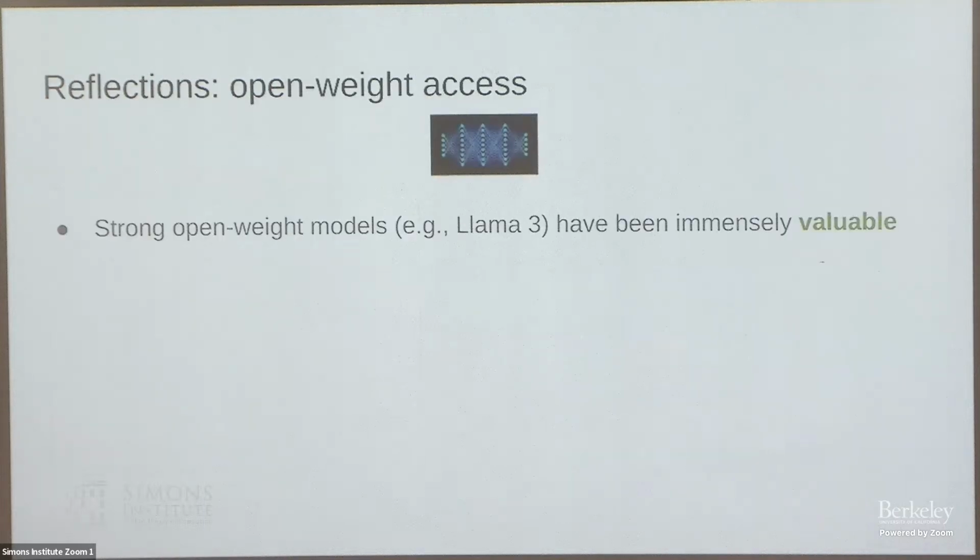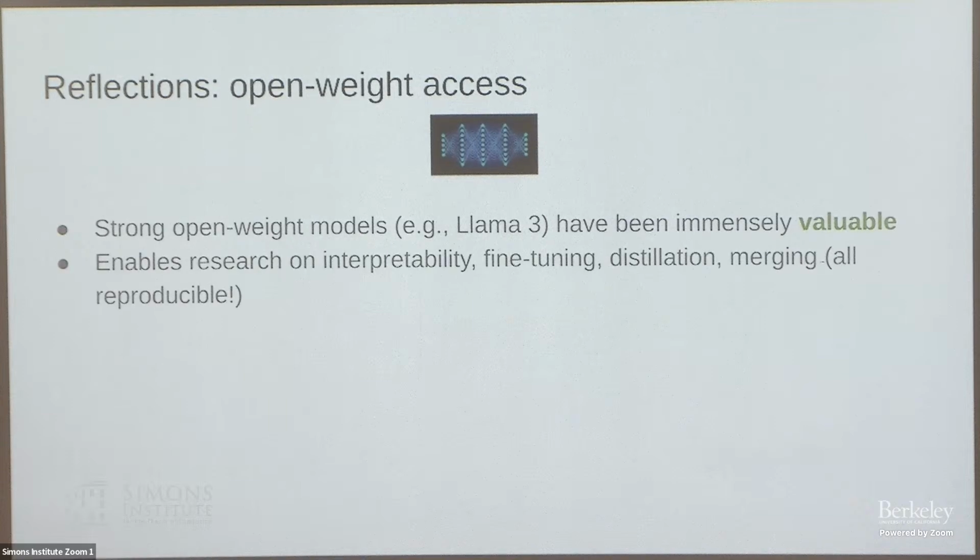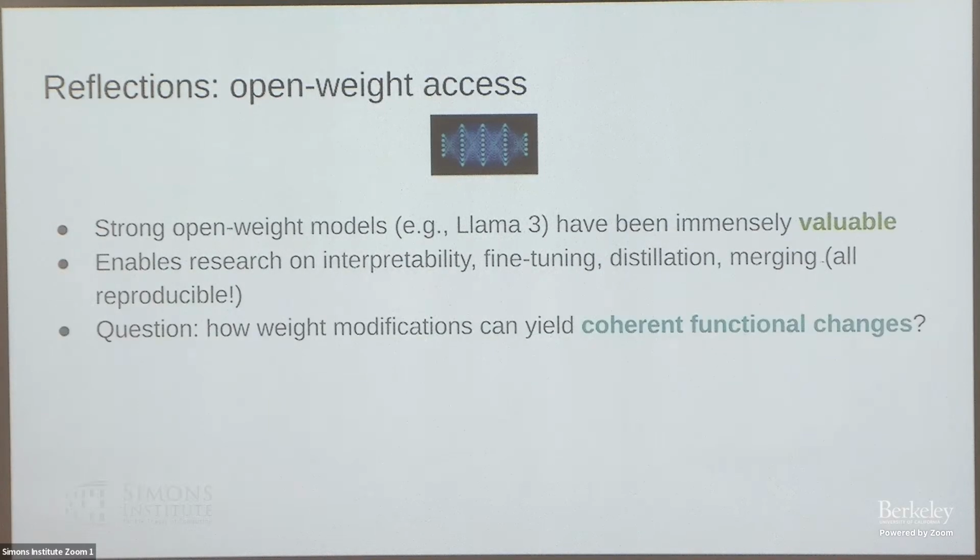Okay, so reflecting on open weight access. Clearly these open weight models have been immensely valuable for research and allow for reproducible research on interpretability, fine-tuning, distillation, model merging. One thing that people are really trying to dig into is looking at the weights and trying to change them or reason about them. But it's an open question how this corresponds to coherent functional changes in the model. If I just lop off a layer, that's not really a sensible thing in terms of the semantics of the function. But somehow this still is a reasonable thing to do empirically.